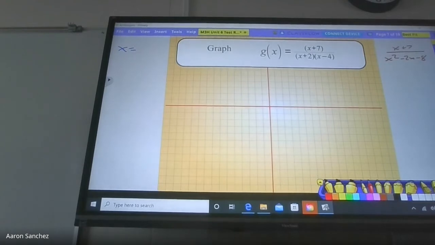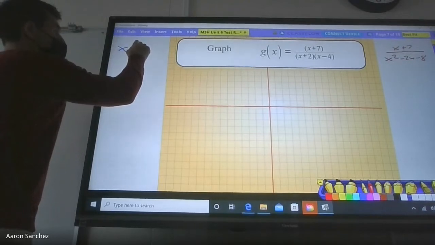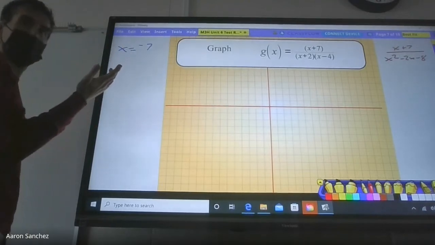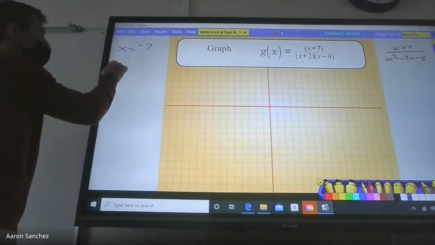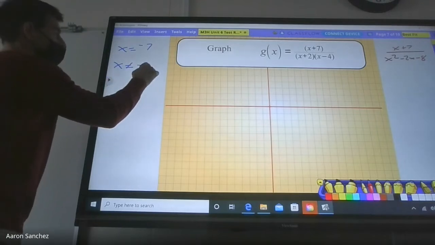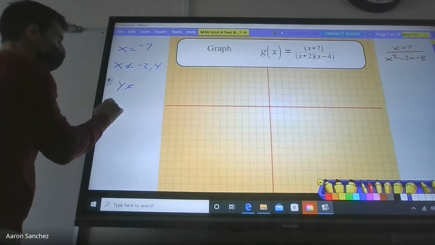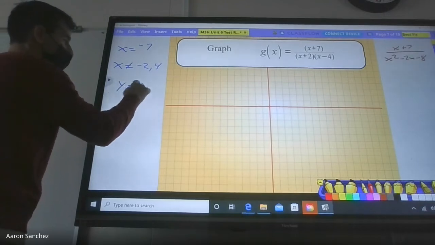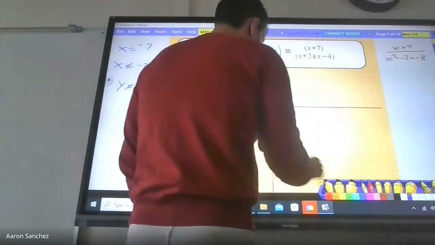All right. What are my zeros? -7. Is that hard? What are my asymptotes? Is it because I said zeros, plural? What are my asymptotes? -2 and 4. What is my horizontal asymptote? The x-axis, so y equals 0.